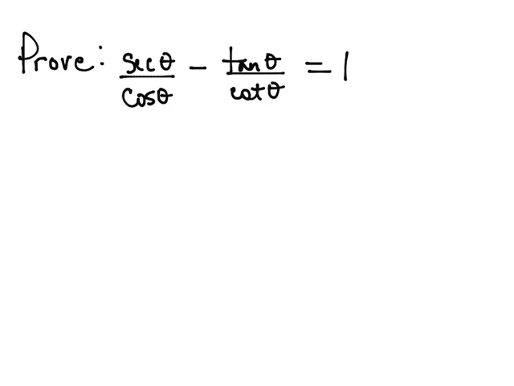We want to prove or verify that secant of theta divided by cosine of theta minus tangent of theta divided by cotangent of theta is equal to 1. So to verify or prove an identity, we're going to imagine that there is a brick wall between the left side of the equation and the right side of the equation, and we cannot cross over that brick wall.